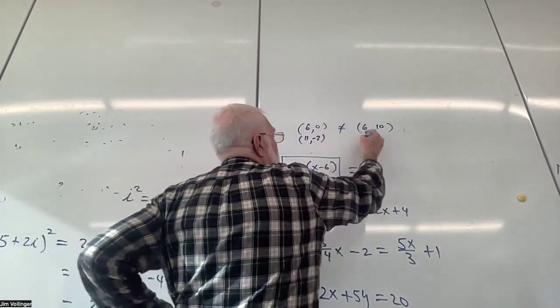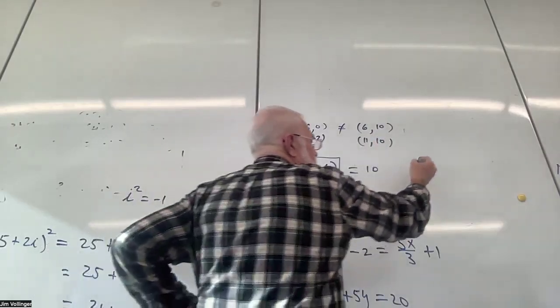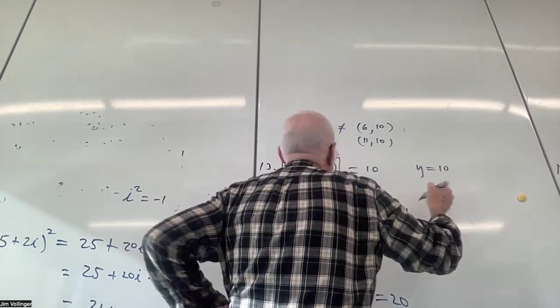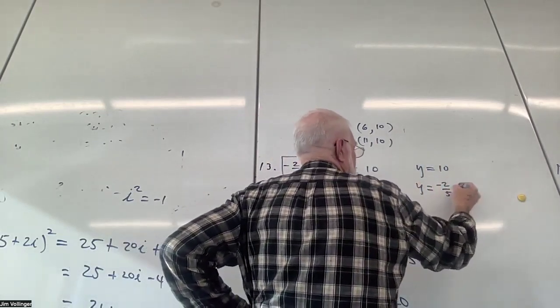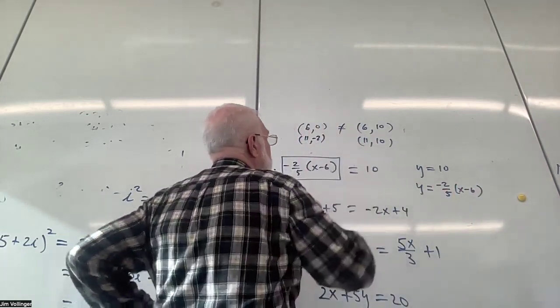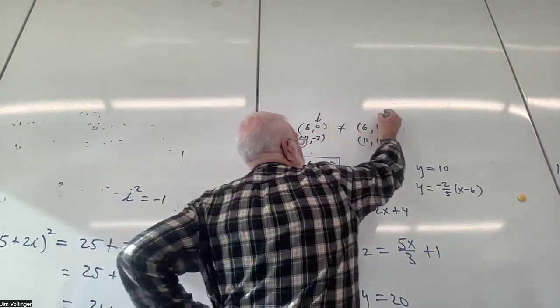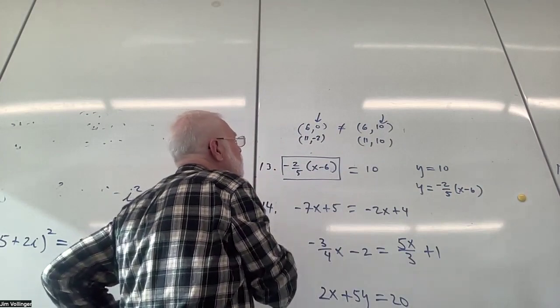And over here, an 11 gets me 10. Geez, it doesn't seem like it matters if y equals 10 over here, and on the left, y equals minus 2/5 x minus 6, right? Well, these numbers don't work because they're not giving me the same y values, so they're not equal. It sure would be nice if I had a method for solving this.